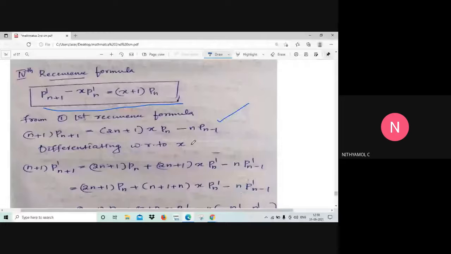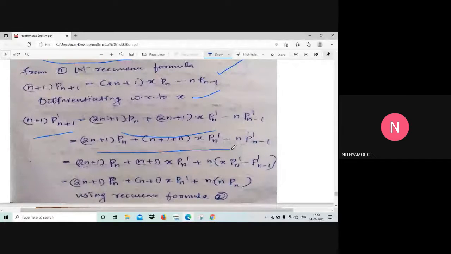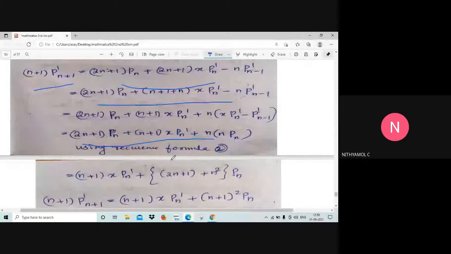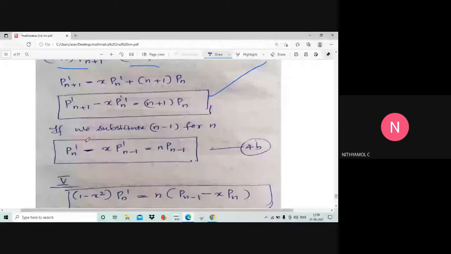So we'll get the third recurrence formula. Differentiating, okay, and just arranging all these things and arranging here and using the second recurrence formula again. We are using the second recurrence formula again, (2n plus 1) x (n plus 1) n square Pn plus Pn is equal to (n plus 1) x Pn prime. Third recurrence formula here. So here we can substitute n minus 1 for n, then we get equation number 4b.